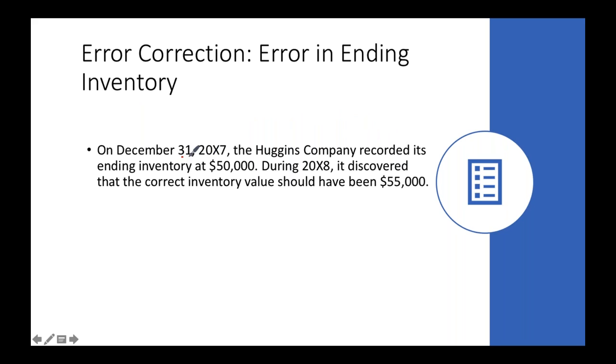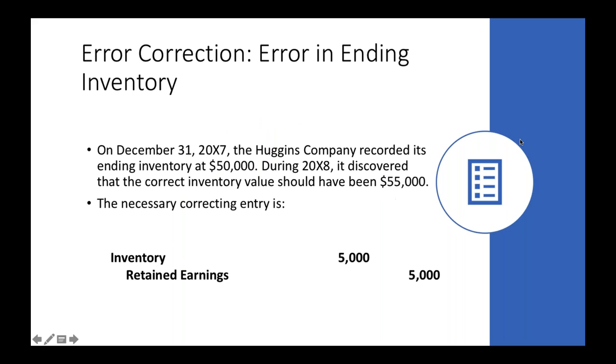Say, for example, on 31st December, the inventory was recorded as 50,000, but we later discovered that the correct inventory value should have been 55,000. So the ending inventory in 2017 was understated by 5,000. It was supposed to be 55,000, but only 50,000 was recorded in the books. Therefore, this has to be corrected by increasing the inventory by 5,000 and increasing the retained earnings by 5,000. Why increase? Because the ending inventory was understated.